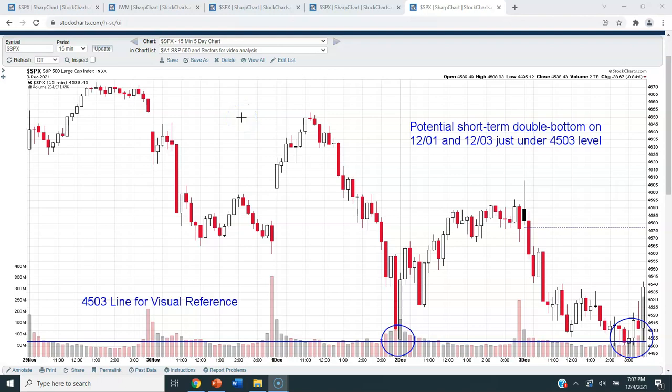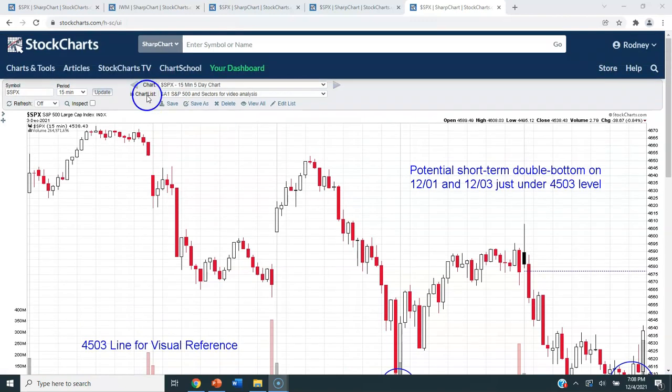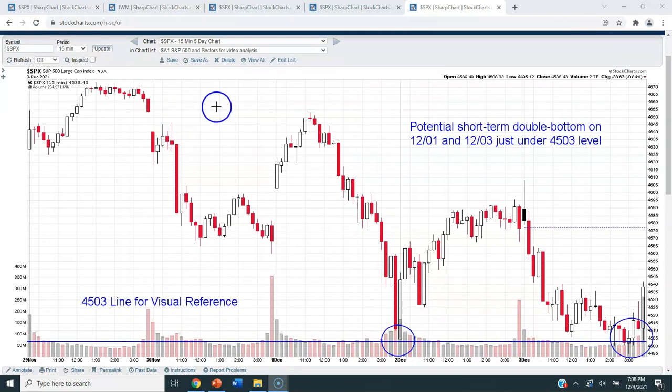Today we will be doing technical analysis on the S&P 500 for the week ending Friday, December 3rd, 2021. And for this analysis, we will be using stockcharts.com.